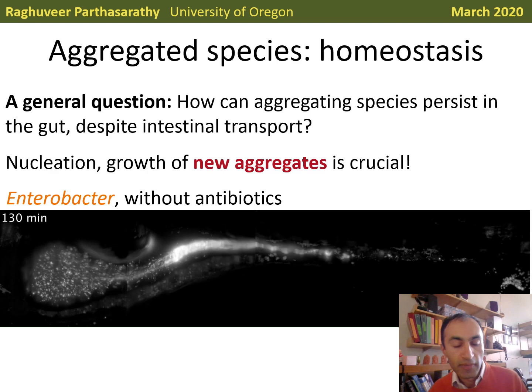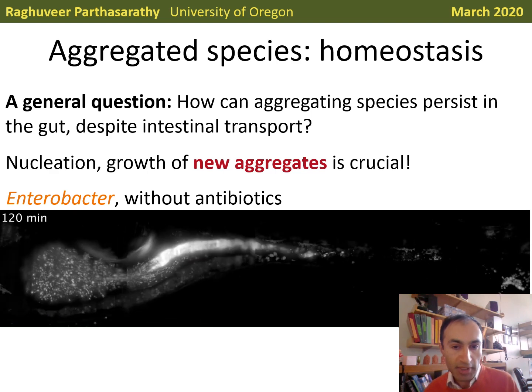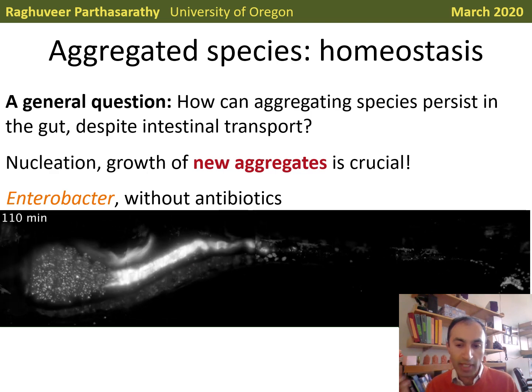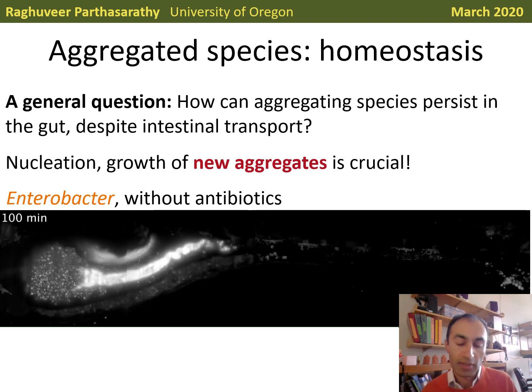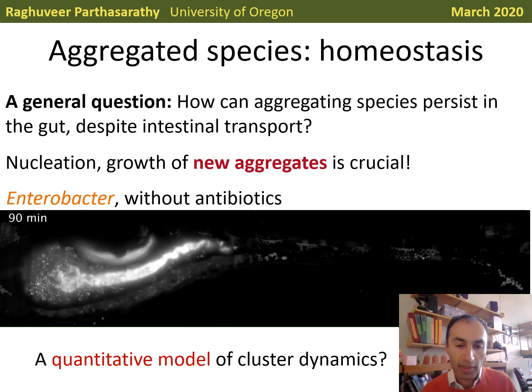This took us to a very general question: suppose you have an aggregating species, how can it persist in the gut given that there's a strong coupling between aggregation and transport out of the gut? Nucleation and growth of new aggregates must be crucial to all of this. Can we turn this into a quantitative model?